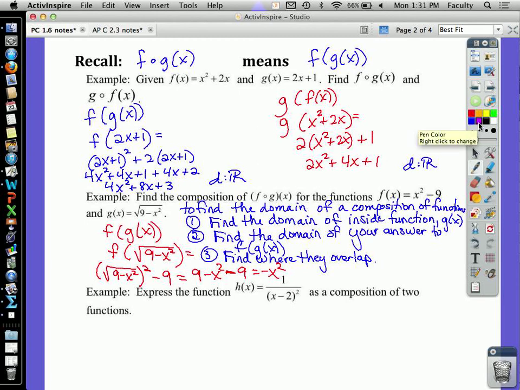So let's do this. The domain of my inside, I would set 9 minus x squared greater than or equal to 0. And you guys have to remember that this is a quadratic inequality. A quadratic inequality is not done like a linear inequality. You've got to do critical numbers and a test point. So this is between negative 3 and 3.